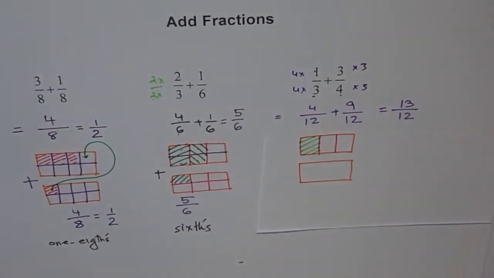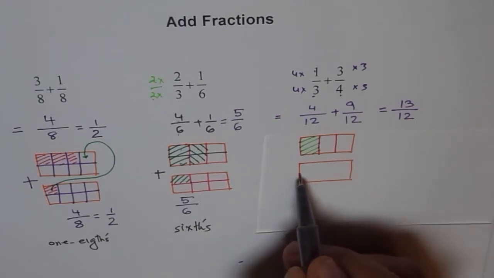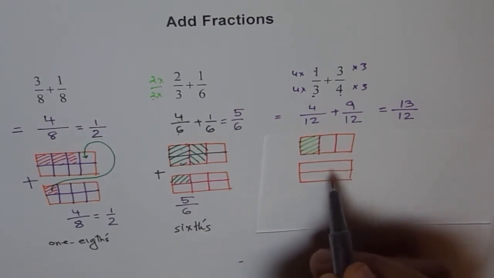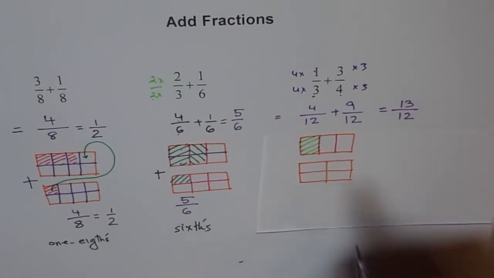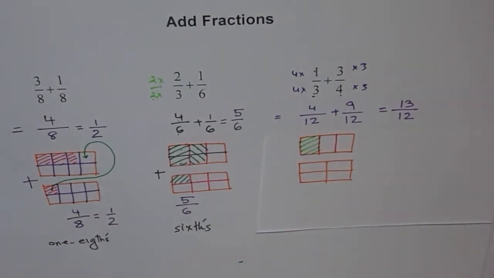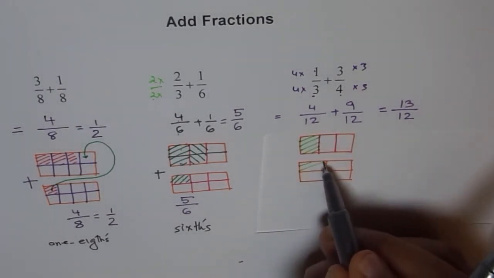For the next one, we have to divide it into 4 equal parts. So let's divide it like this, horizontally and vertically. Like this. So we got 4 equal parts. Out of which how many are shaded? Let's shade 3. 3 out of 4, correct?